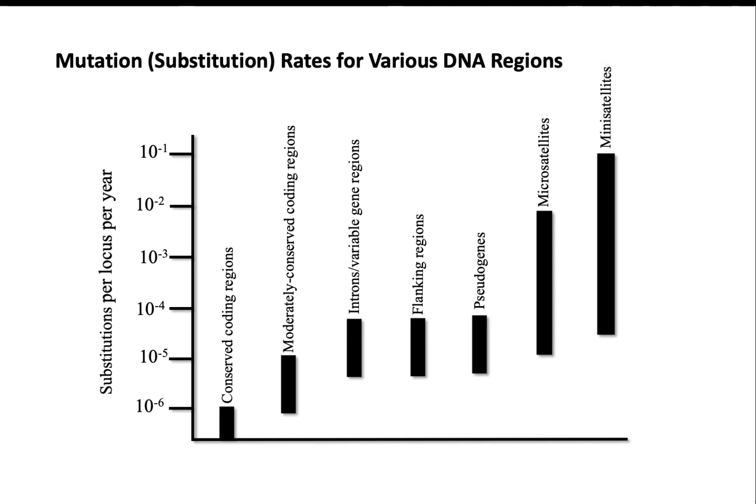So if you want to distinguish between an E. coli and a human, you'd use conserved genes. If you want to determine differences between you and me, then you would use microsatellite or mini-satellite sequences. And you can make really fine distinctions between individuals that way.